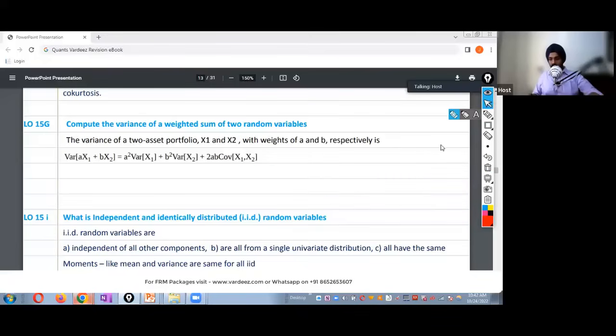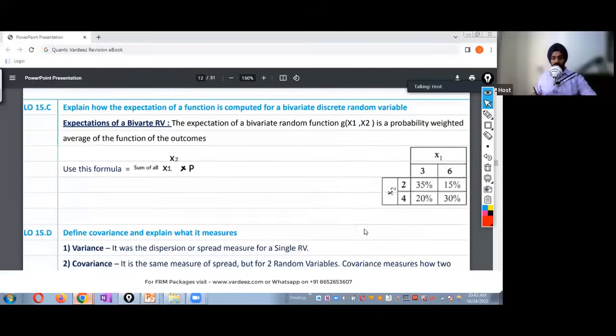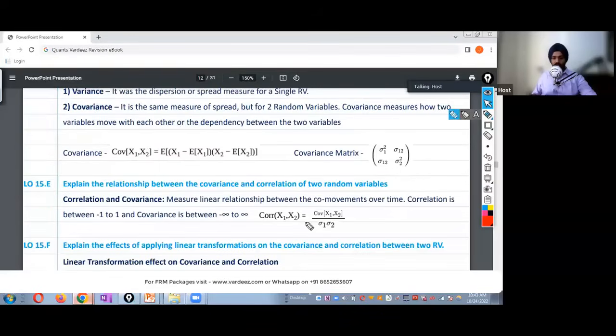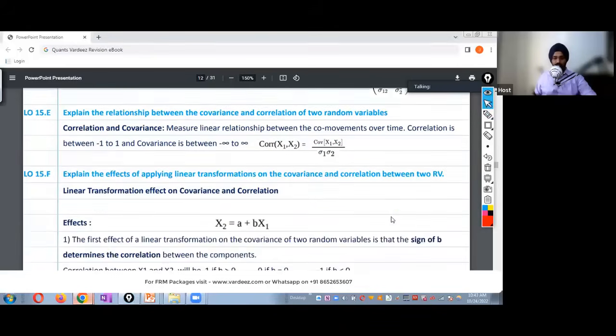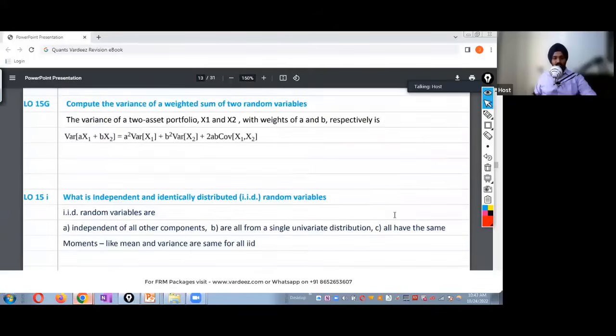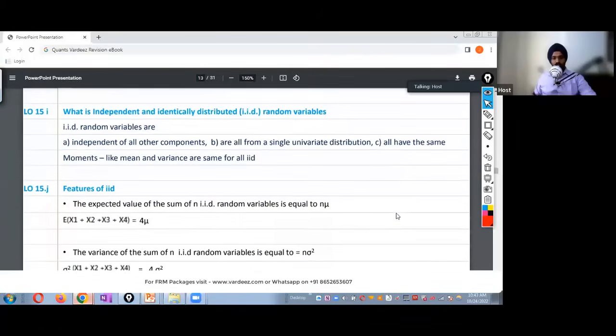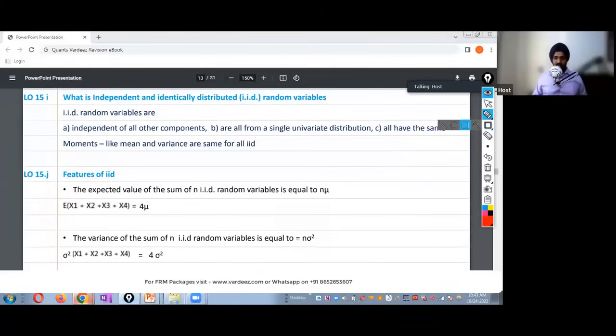Why? Because that's what the formula for covariance is: covariance is equal to correlation multiplied by the standard deviation of this thing. So that is where these basics will help you. Okay, then after the variance, we need to understand what is IID, the independent and identically distributed random variables.